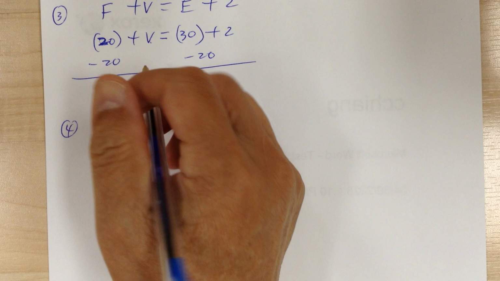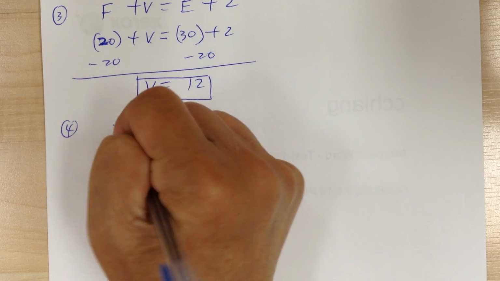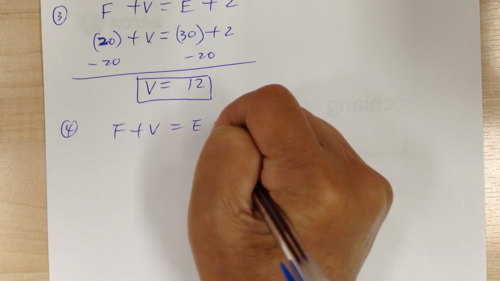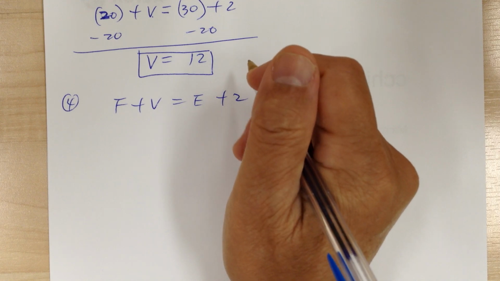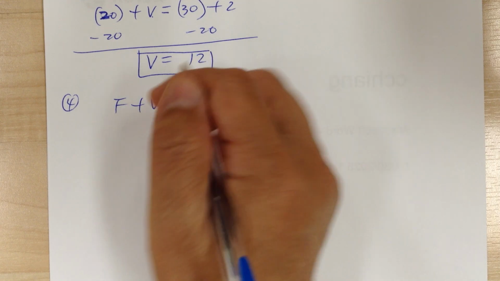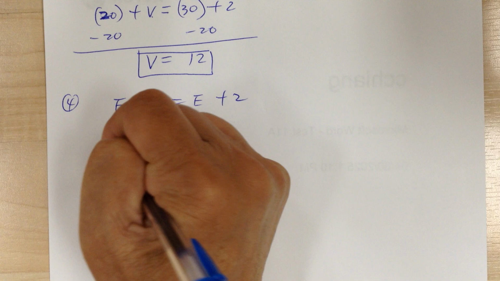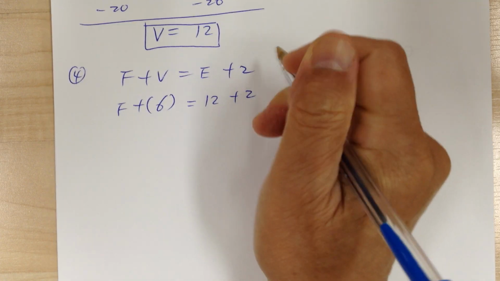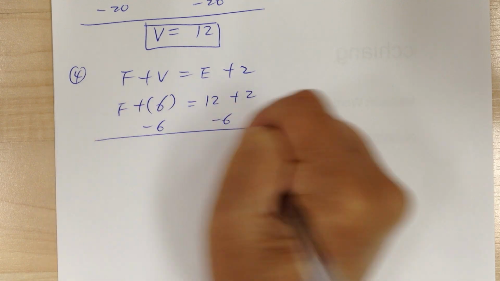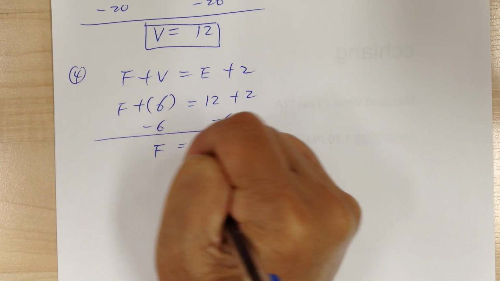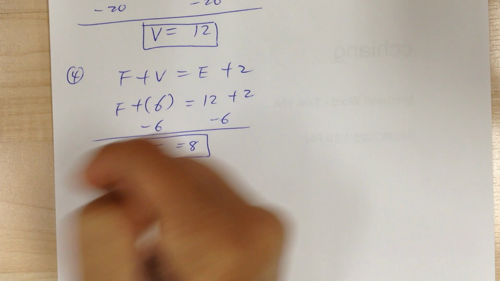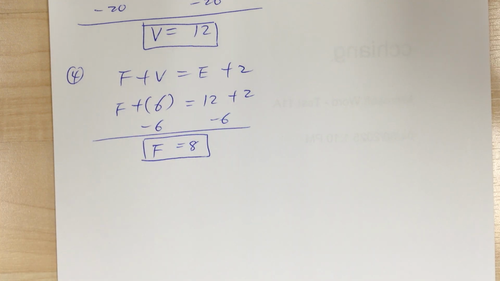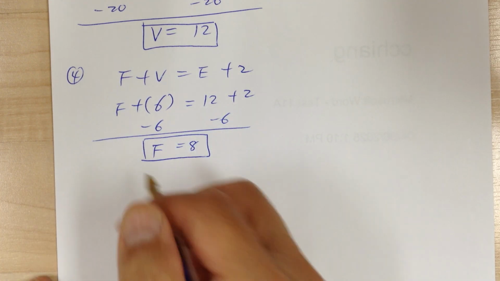Okay, number 4. So again, F plus V equal to E plus 2. So the vertices is 6, and you're looking for F this time. And E is 12. So minus 6 on both sides. So F equal to 8. Okay, let's go to number 5.